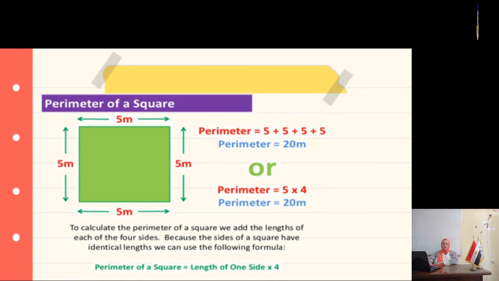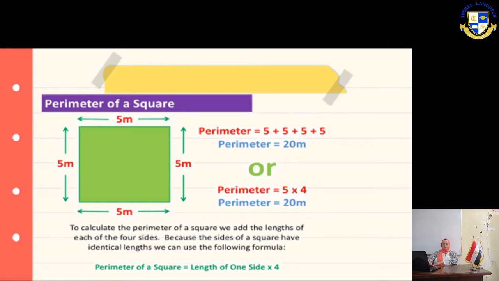To calculate the perimeter of a square, we add the length of each of the 4 sides, okay? Because they have equal sides. So remember the rule of the perimeter: length times 4. Length of the sides times 4.